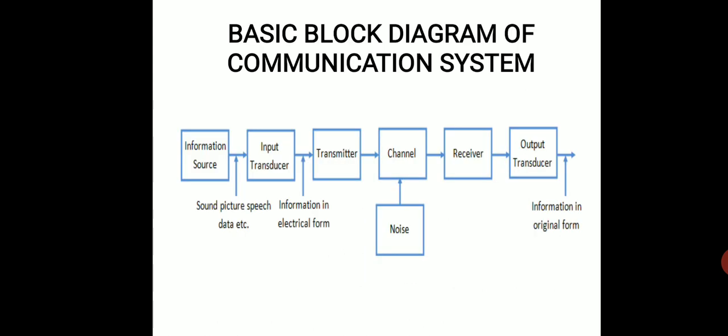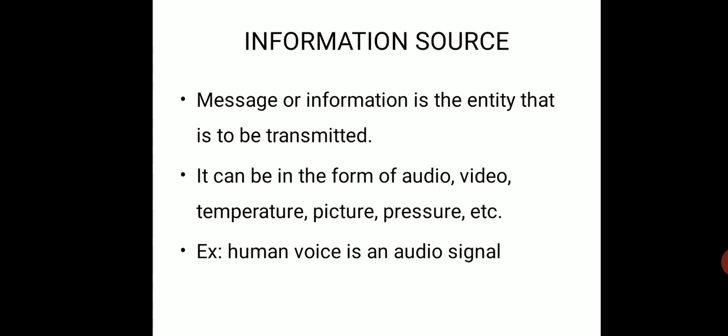Let us see the basic block diagram of a communication system. In the basic block diagram, the major components are information source, input transducer, transmitter, channel, receiver and output transducer. Let us see the functionality of each block one by one. First, information source. Message or information is the entity that is to be transmitted. The input message can be in any form: audio, video, temperature, pressure, picture, etc.